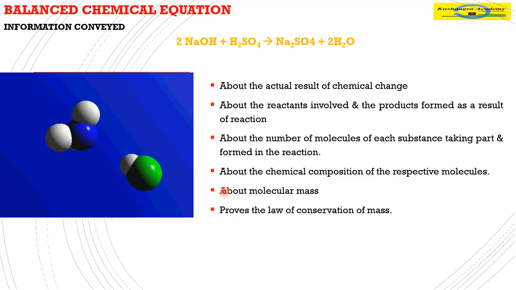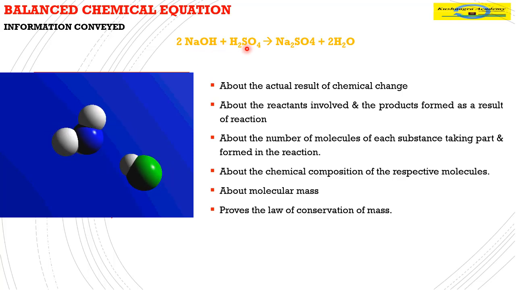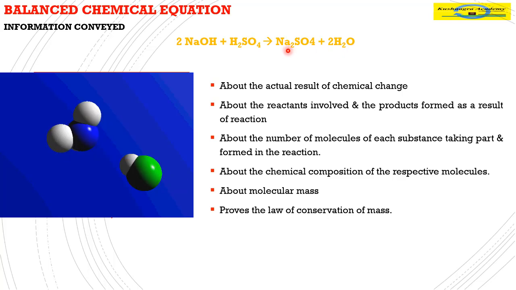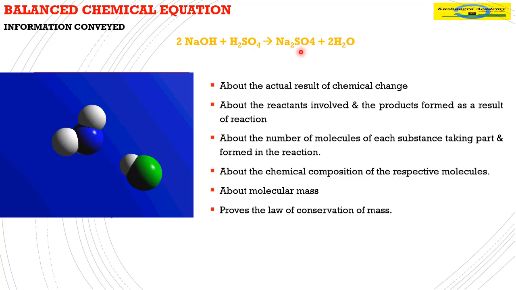Now first of all, with the help of the chemical equation, we can say the actual result of the chemical change. For example, when sodium hydroxide reacts with sulfuric acid, sodium sulfate and water are formed. So this is the product. We can easily say that there is a chemical change here, because while sodium hydroxide reacts with sulfuric acid, sodium sulfate is formed, the new product is sodium sulfate. This is the kind of chemical change, and there is a production of a new product.